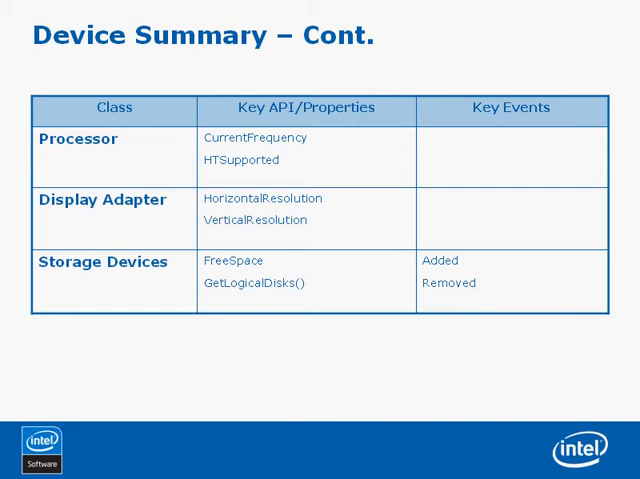The processor class indicates the current frequency of a given processor in megahertz. It is also possible to query for hyperthreading technology or streaming SIMD extensions, or SSE, support. The display adapter class makes available properties such as the horizontal and vertical resolution, in addition to brightness, refresh rate, and color depth. Many of these are modifiable.